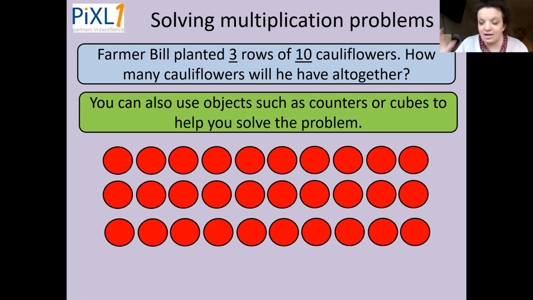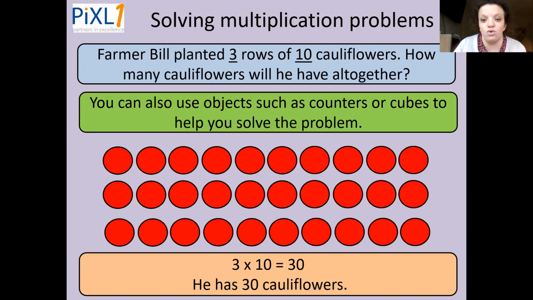Okay, now I've used little counter coins and I've not drawn every individual cauliflower. I've just drawn circles to represent them. And I've got my 3 rows of 10. And altogether, 3 times 10 equals 30. He has 30 cauliflowers. Got that answer right? Well done. Congratulations.